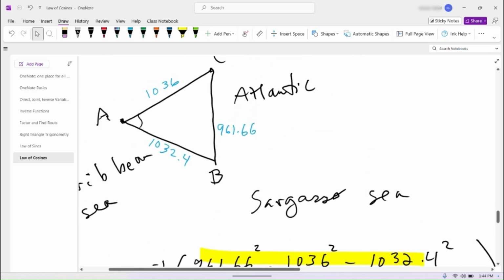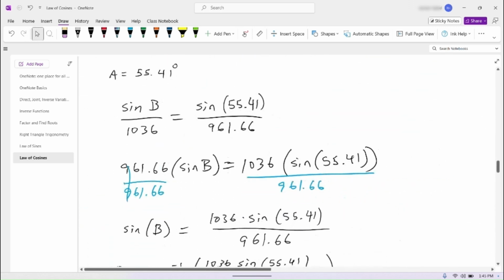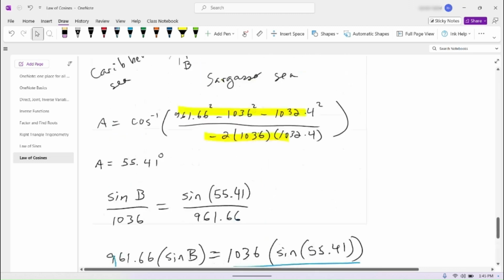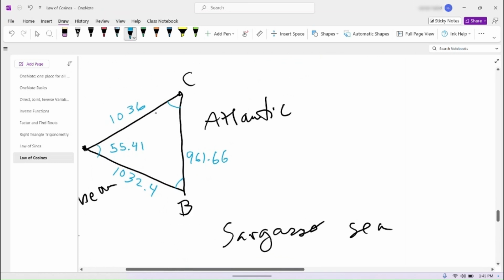Let's go ahead and put those angles in, and then we are done. Angle A is 55.41. Angle B we said is 62.48, and C is 62.11. So those are all of our angles of the Bermuda Triangle that is formed between Miami, San Juan, Puerto Rico, and Bermuda.